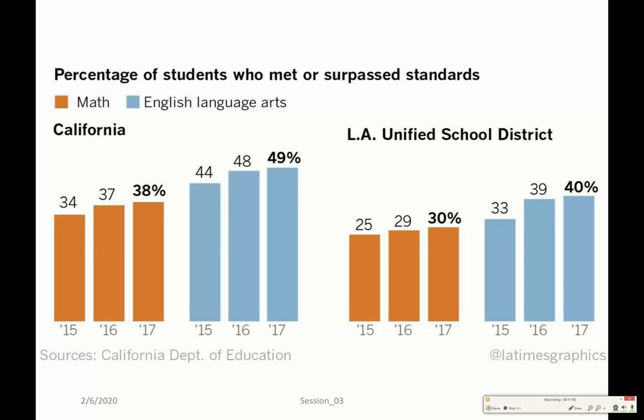All right, this one is the percentage of students who met or surpassed standards. So that gives you California bar charts there. Math and English. Math is the orange, English is the blue. So it's California numbers versus LA Unified. Are there differences between LA Unified rates versus California rates? Yes, but not by much. Not very much. So in this class, we'll eventually talk about what is much.